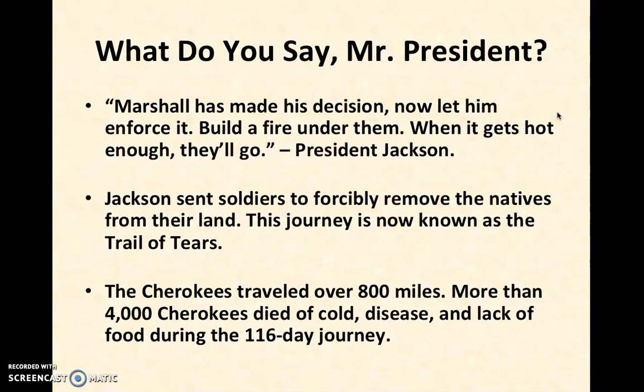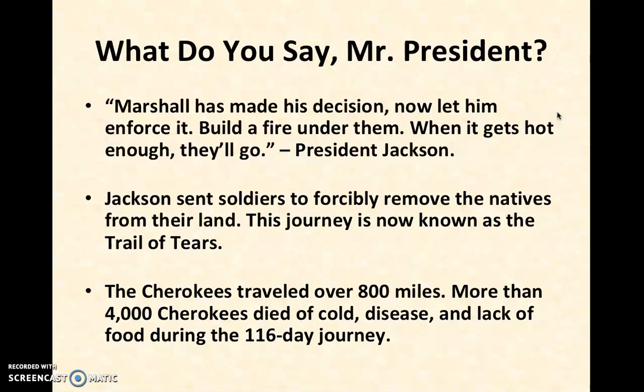President Jackson did not like that very much, so he essentially said, you can say that, but try to do something about it and see what happens. He said, "Marshall has made his decision, now let him enforce it. Build a fire under them. When it gets hot enough, they'll go."